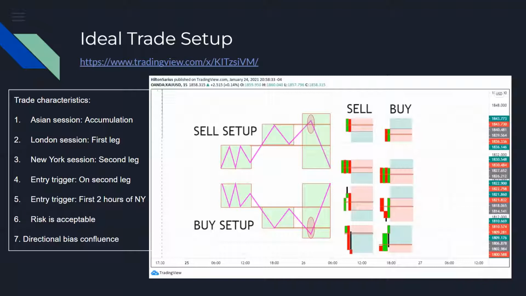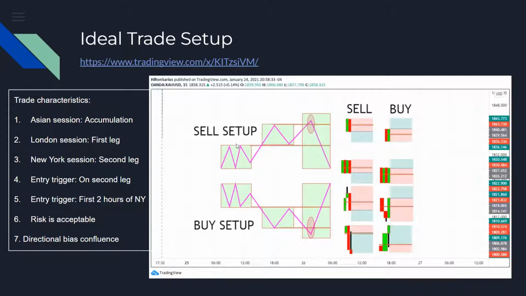But this is my ideal setup. All right, so tight Asian session, so accumulation, London session first leg, New York session second leg, entry trigger on the second leg, entry trigger within first 2 hours of New York, acceptable risk, and directional bias confluence. So these are my 7 items that I would check, and if I get this, it's a really good trade for me to take.